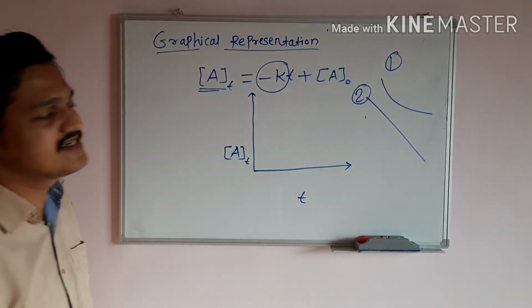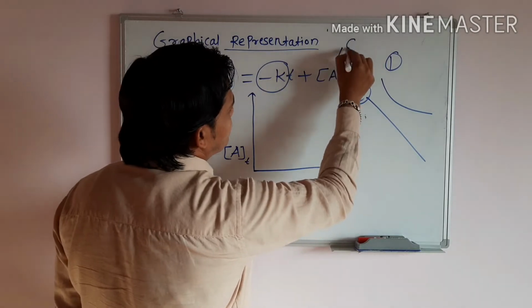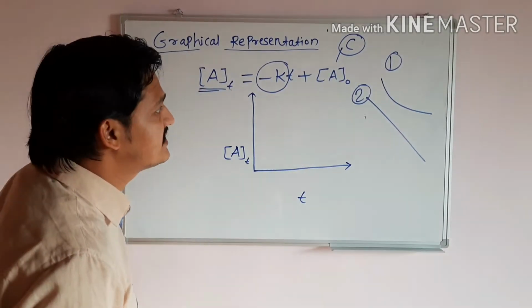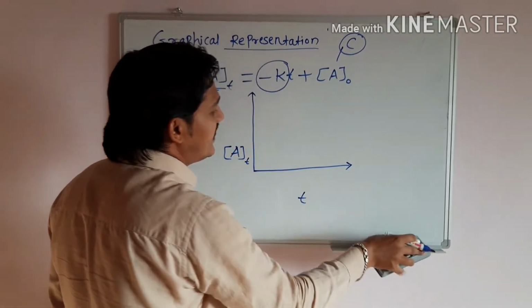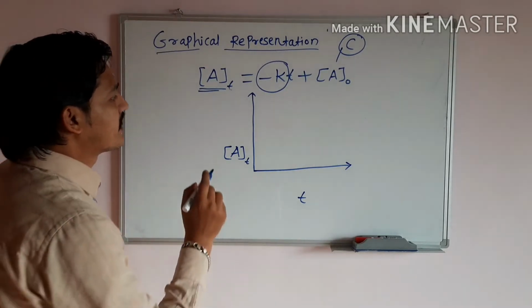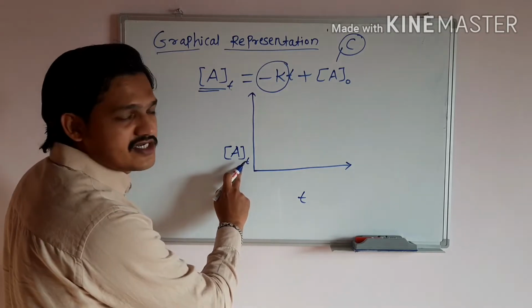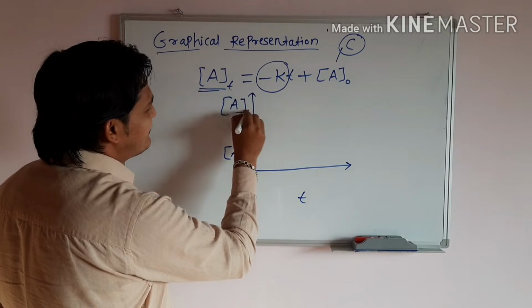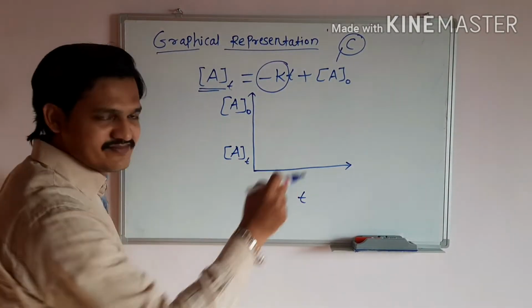So the answer is number 2, because we have to focus on c. Y is equal to mx plus c. C indicates the intercept 0. So this is the AT concentration, that is the final concentration AT. Then here must be A0, because concentration decreases per unit time.